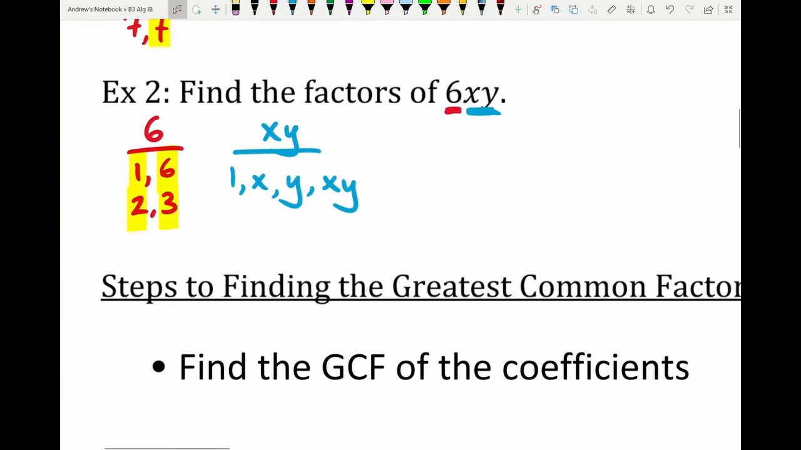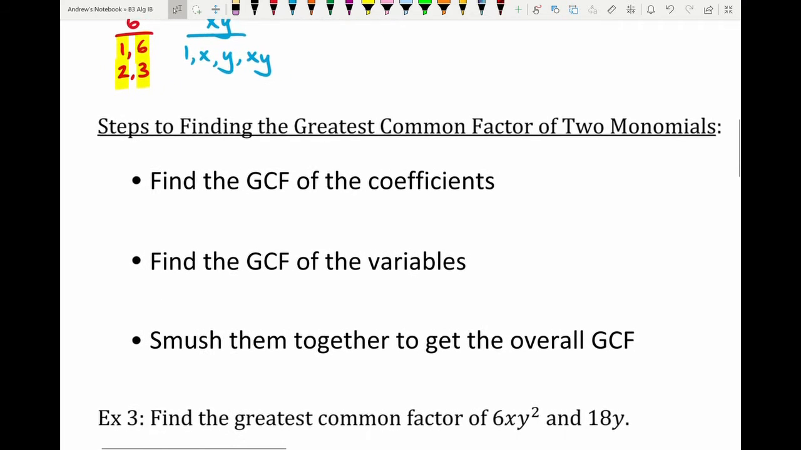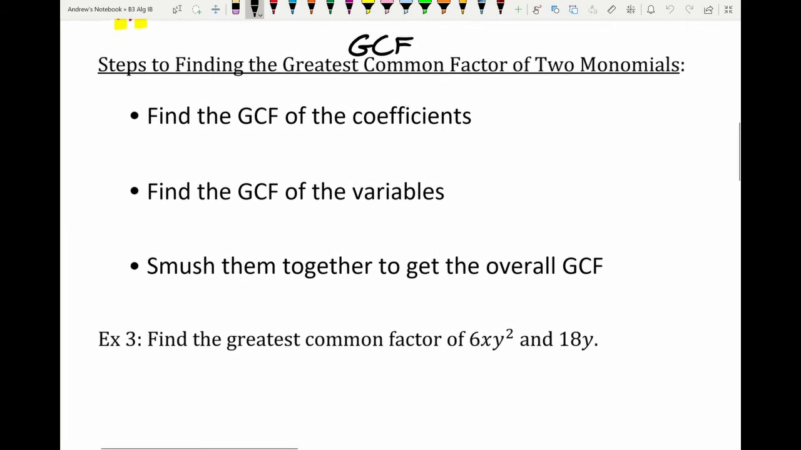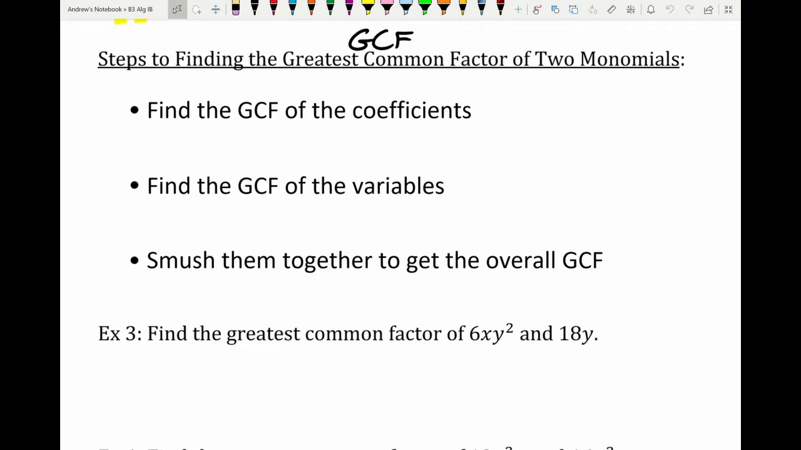Right? So those are just finding the factors, but we want to find the greatest common factor, oftentimes called the GCF. Right? So to find the greatest common factor of 2 monomials, just 2 chunks, what we want to do first is find the greatest common factor between the coefficients, just the number pieces. Those are the ones that we did a little bit ago up in red. Then we want to find the GCF of the variables, which I'm going to be doing in blue mostly. After that, we just want to smush them together to get the overall greatest common factor for the whole polynomial. Right? And that's the one that we're going to be working with a lot.